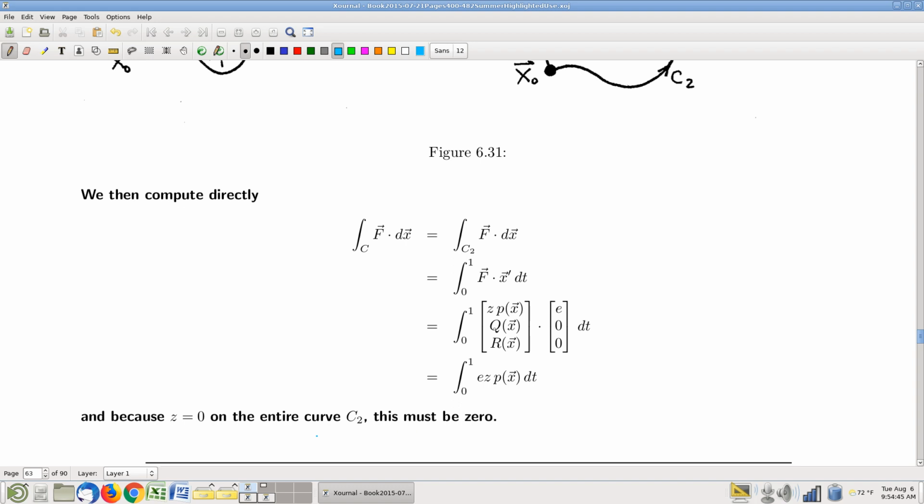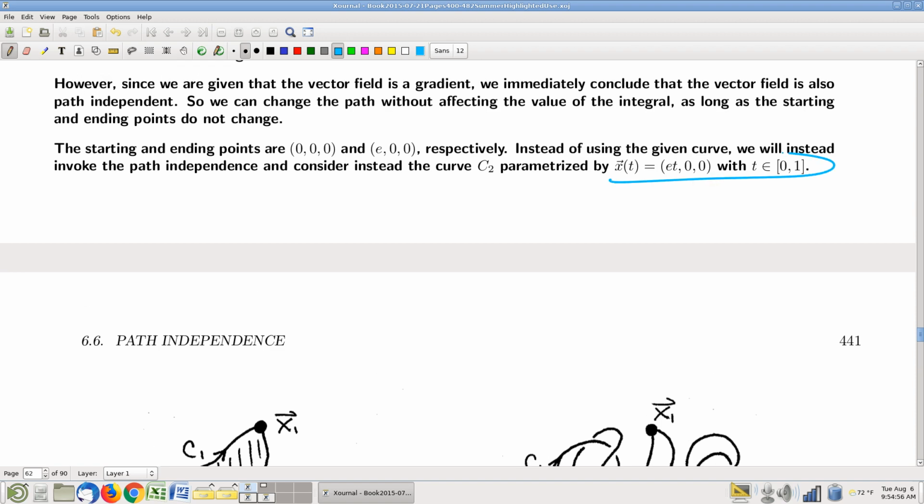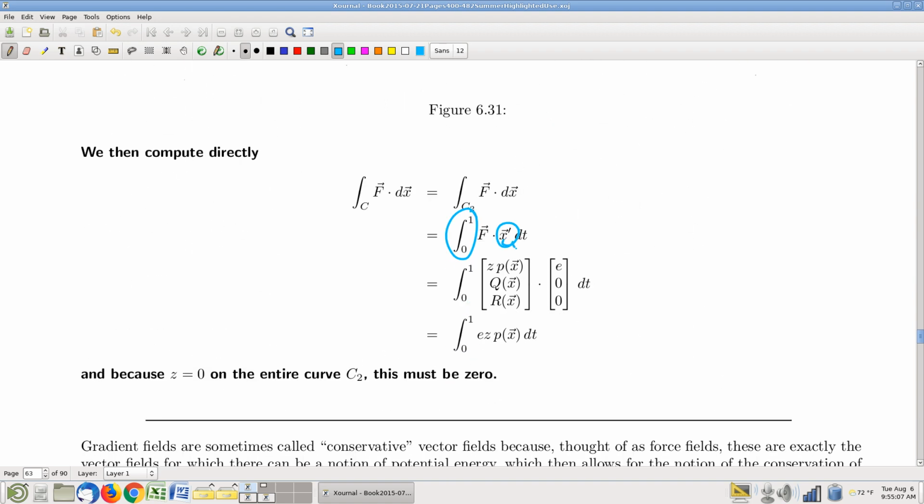So we've got this curve, and the parameterization is 0 to 1, right? And I know I have this formula back here for what x is. I can compute x prime pretty easily. It's just e, 0, 0. There's my derivative. So x prime is e, 0, 0. These zeros make those two terms go away. Right? I'm left then with just e times z times this p of x thing.